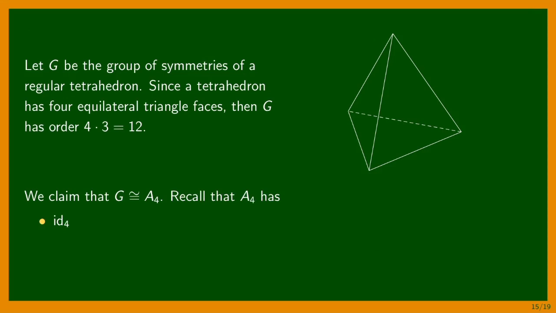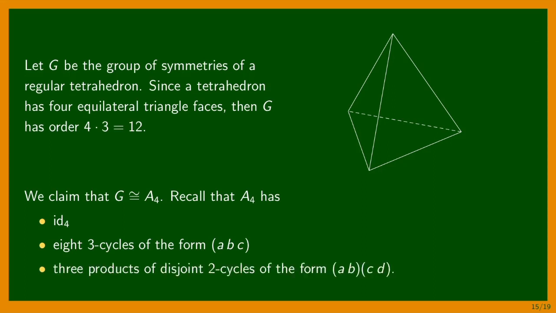Recall that A4, kung di nyo naalala, you can pause and go back. Yung A4 may 12 elements. Ito yung mga elements. It has the identity. It has 3 cycles of the following form. Meron siyang 8 order 3 elements. At meron siyang 3 products of disjoint 2 cycles na ang itsura ay (AB)(CD). Okay, 3 plus 8 plus 1, 12 nga naman. Nilista natin isa-isa yan before.